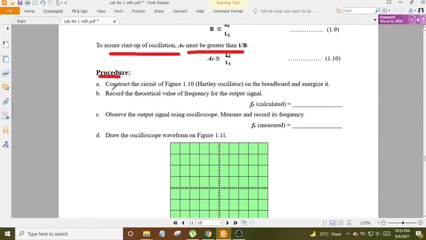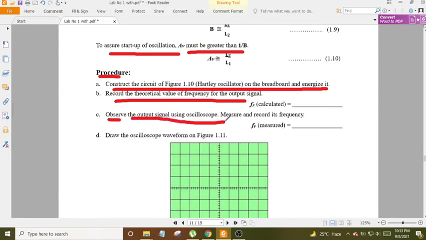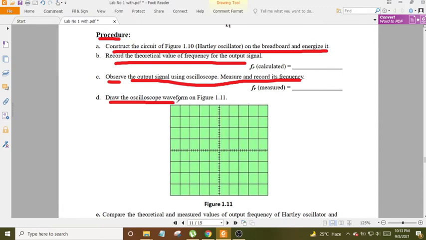Procedure. A. Construct the circuit of figure 1.10, the Hartley oscillator, on the breadboard and energize it. B. Record the theoretical value of frequency for the output signal. f_r calculated equals. C. Observe the output signal using an oscilloscope. D. Measure and record its frequency. f_r measured equals. E. Draw the oscilloscope waveform on figure 1.11.